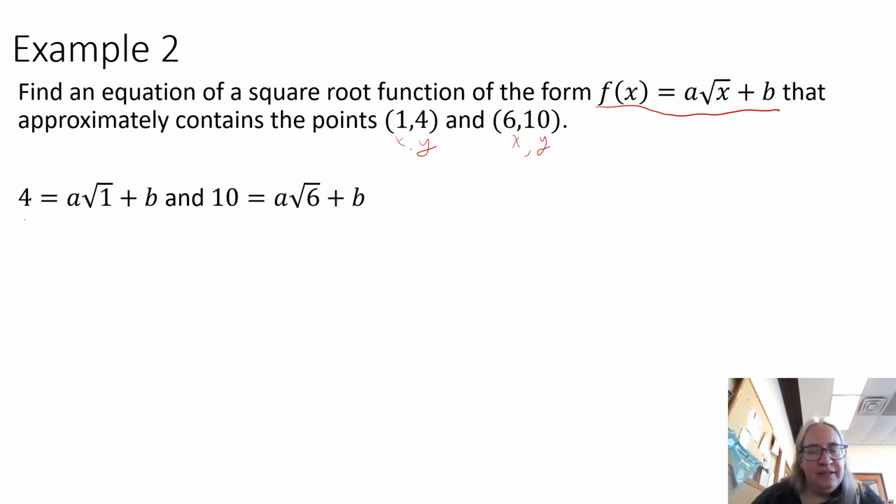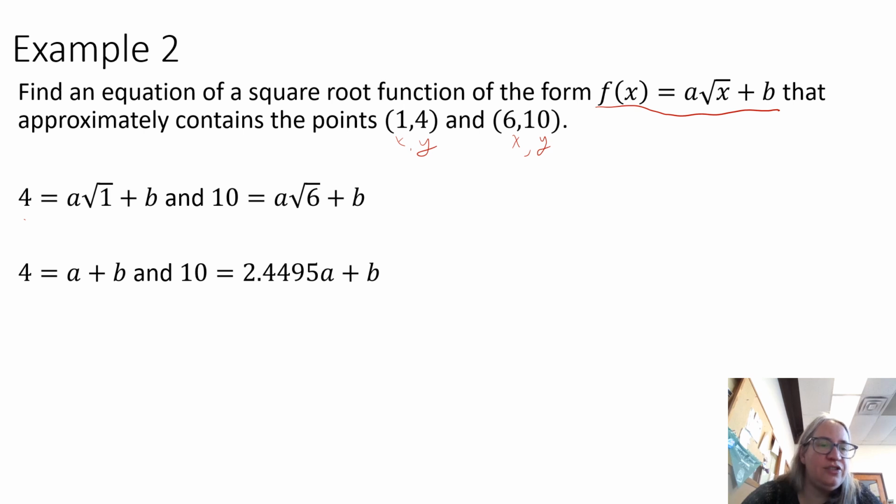Okay, let me simplify this a little bit. So square root of 1 is 1, so that's just a here. So I've got 4 equals a plus b. And on the other hand, I took square root of 6 and I got a decimal approximation for it, 2.4495, because it said I was allowed to approximate. Okay, so now I have two equations and two unknowns. They're actually linear equations. So this is a system of linear equations, two equations and two unknowns. And you can solve this using either substitution or elimination, your favorite. I happen to like substitution, so that's what I'm going to do.